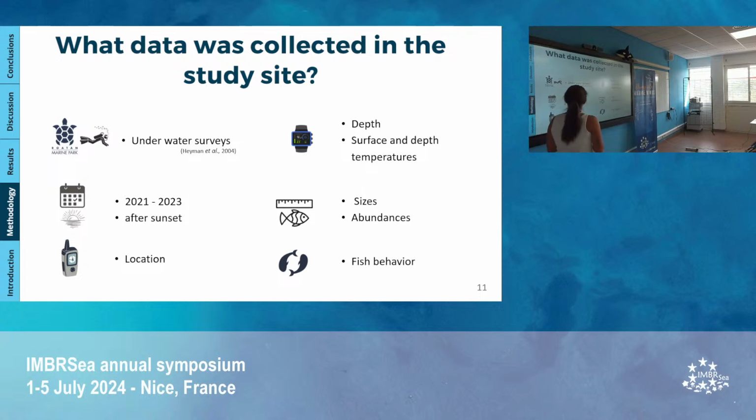So in the sites, the Roatan Marine Park collected the data from 2021 to 2023, usually after sunset. In the site, the location was recorded, also the depth at which the aggregation was observed, and surface and depth temperatures too. Also, the abundances were estimated. The species that were in the aggregation and their sizes were recorded. And finally, the fish behavior, which are the secondary indicators of spawning.